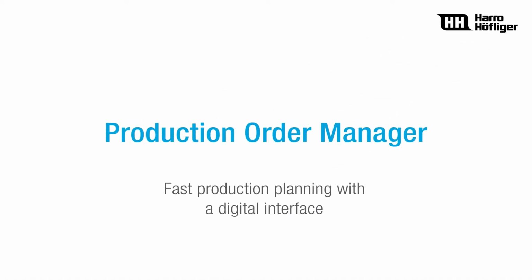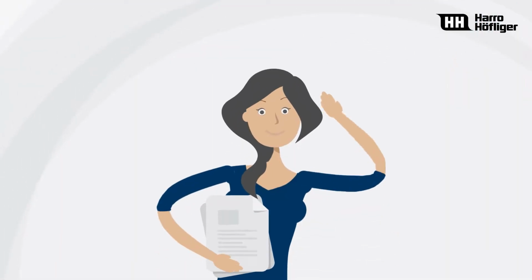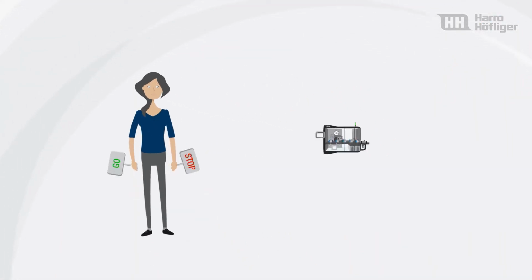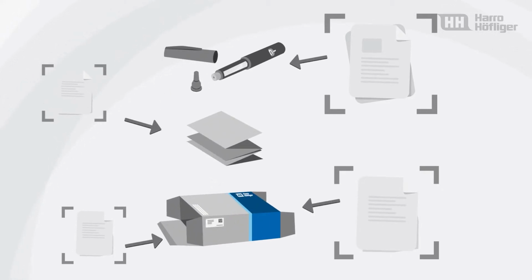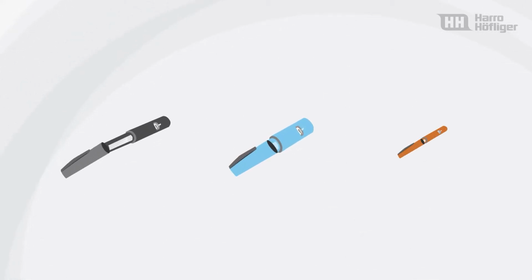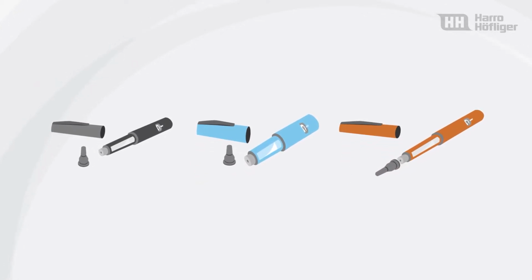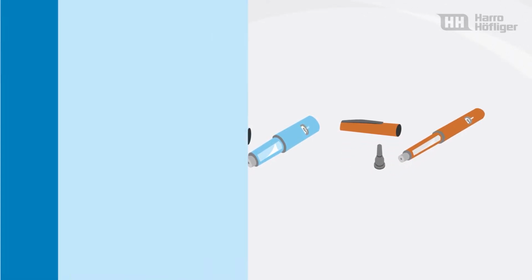Production Order Manager. Fast production planning with a digital interface. This is Lisa. She is a production manager and is responsible for planning and coordinating all production efforts at her place of work. Lisa must ensure the maximum production capacity for each production line in her area using the correct product formats. Her biggest challenge is managing this with the company's complex product diversity.